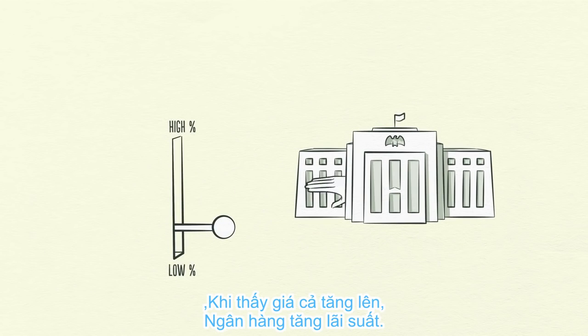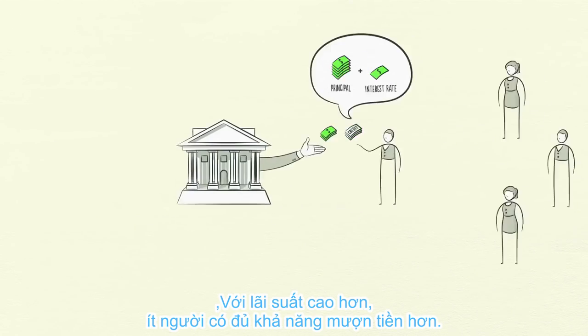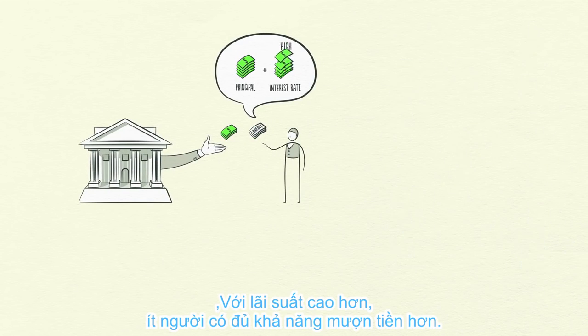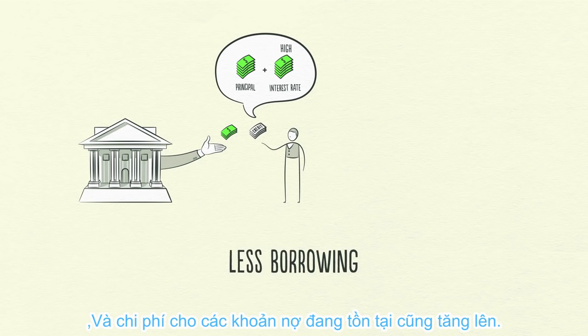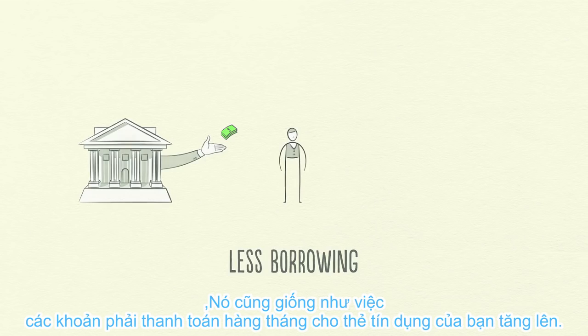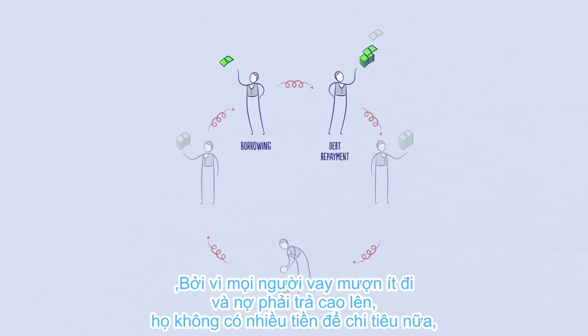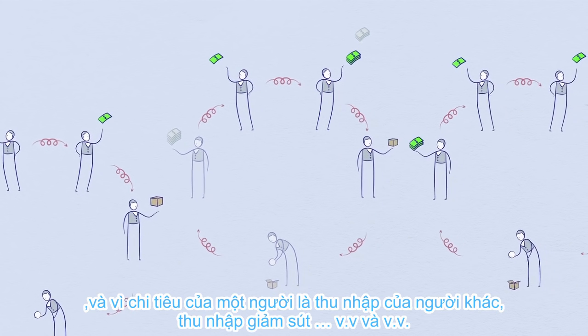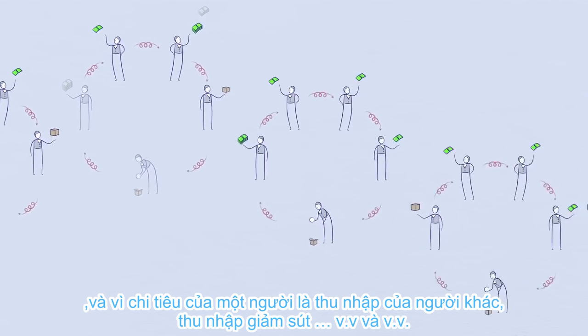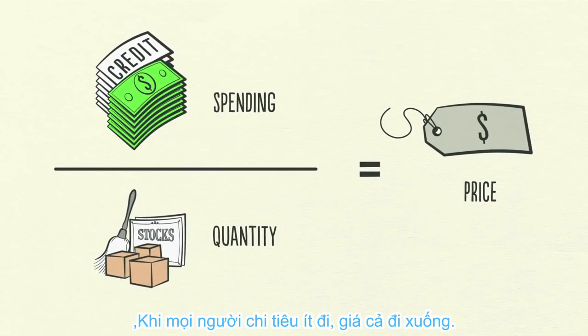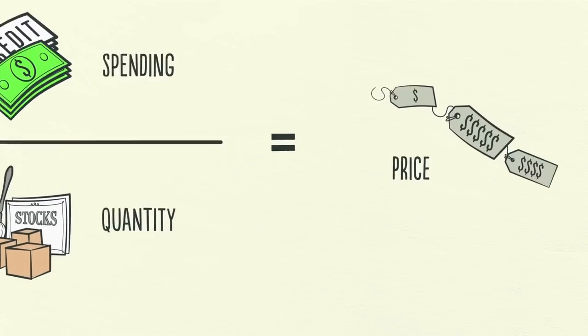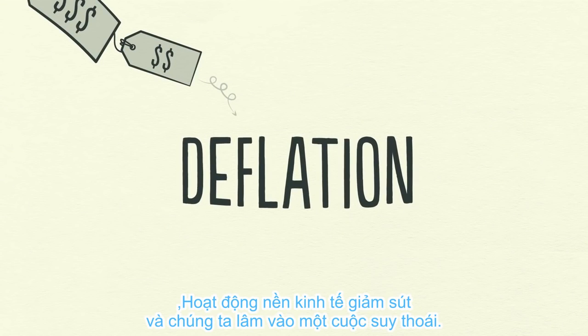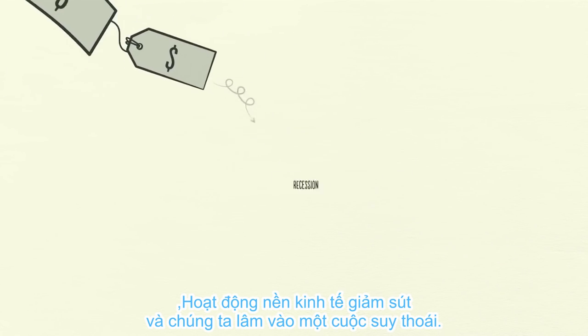Seeing prices rise, it raises interest rates. With higher interest rates, fewer people can afford to borrow money, and the cost of existing debts rises. Think about this as the monthly payments on your credit card going up. Because people borrow less and have higher debt repayments, they have less money left over to spend, so spending slows. And since one person's spending is another person's income, incomes drop, and so on and so forth. When people spend less, prices go down. We call this deflation. Economic activity decreases, and we have a recession.